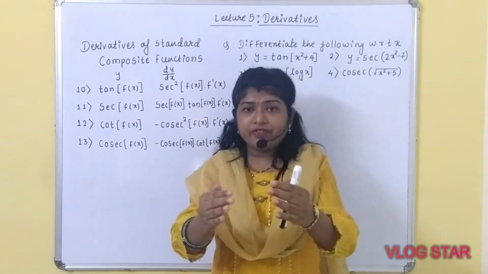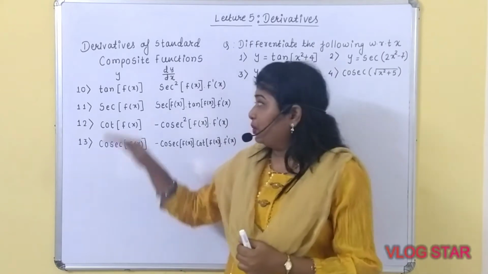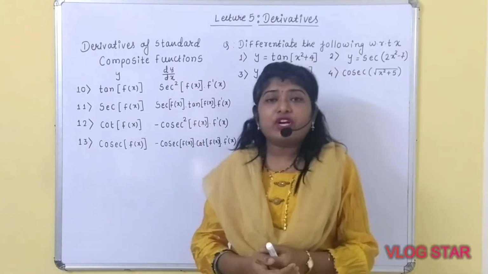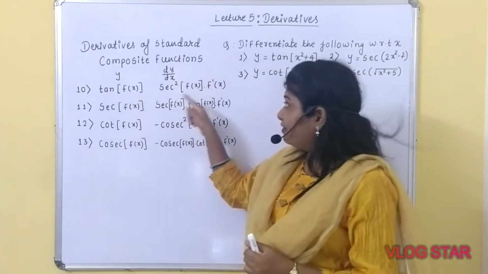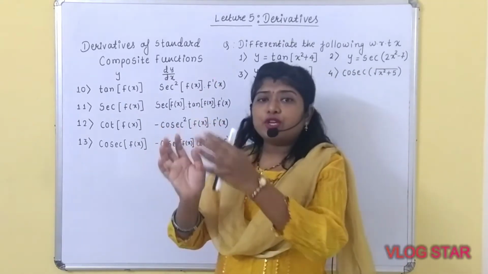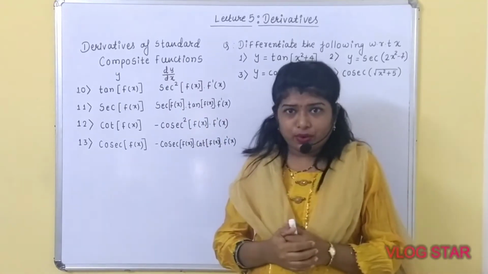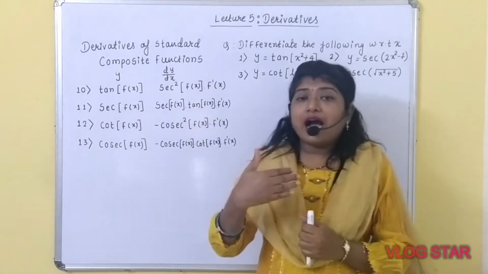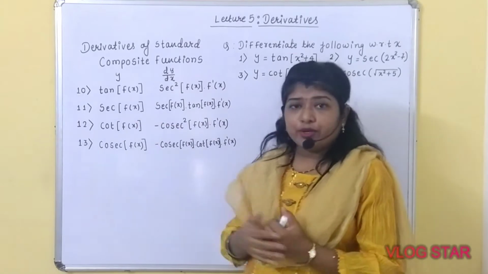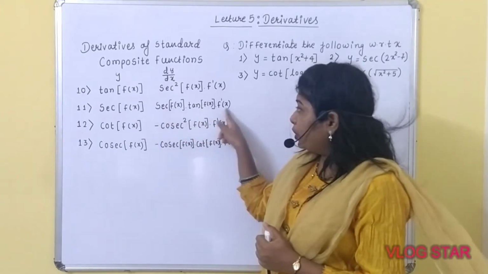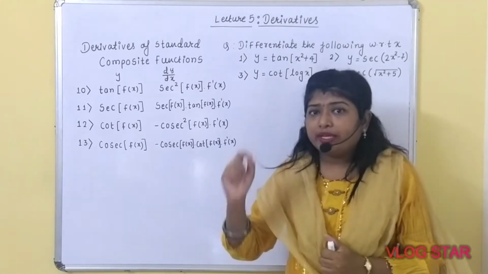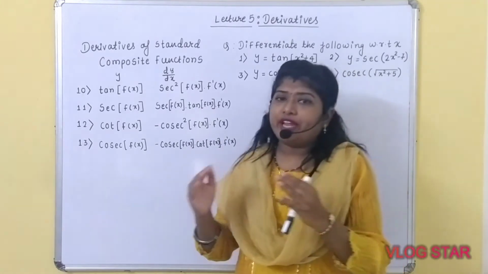Am I right? If the given function is y equals tan of f of x, how are you going to take the derivative of that function with respect to x? It is given by the formula sec square f of x into the derivative of f of x, that is f dash of x. Coming to the second formula, how do you take the derivative of sec of f of x? We use this formula: sec f of x into tan f of x into f dash of x.